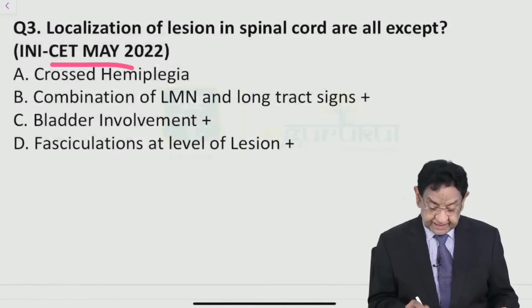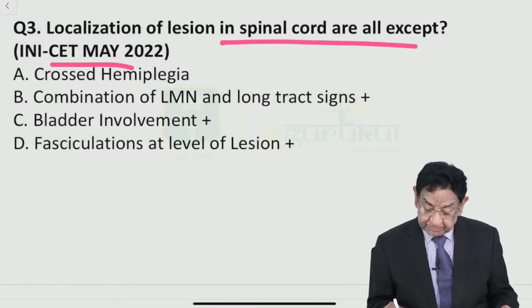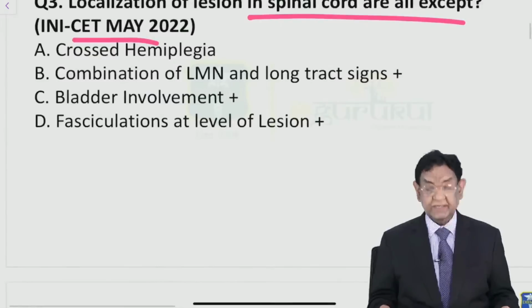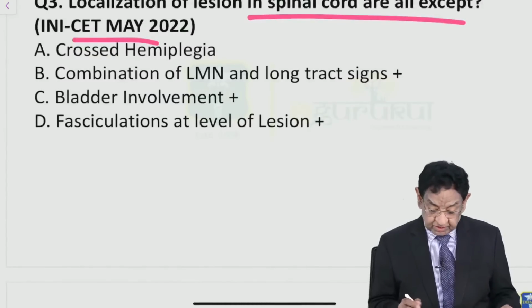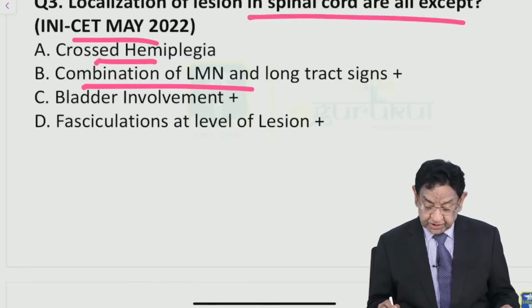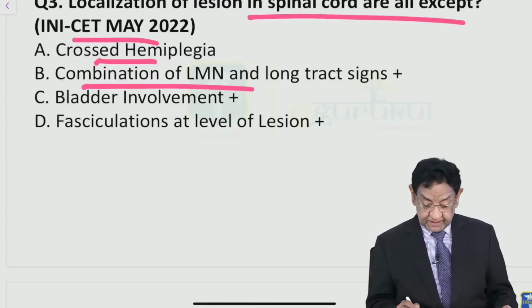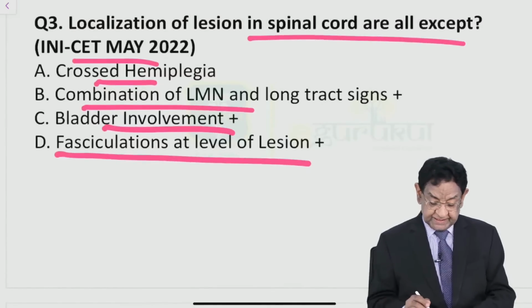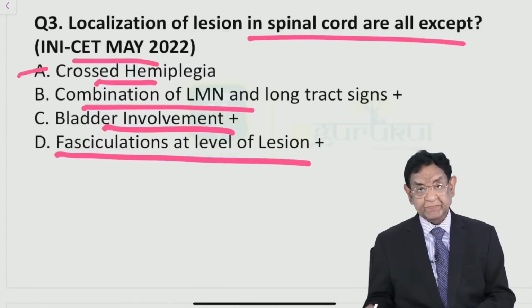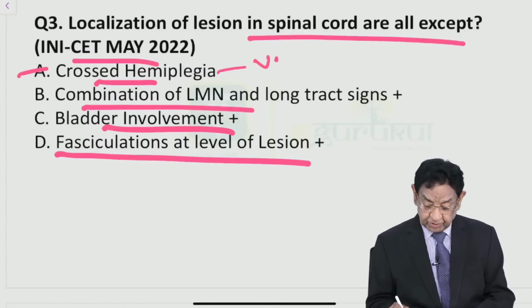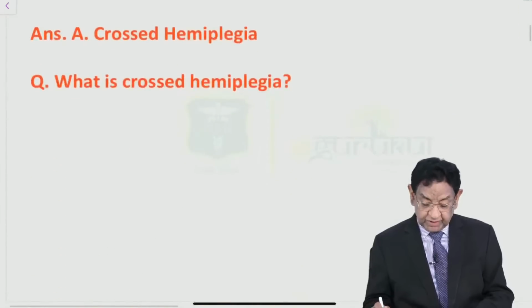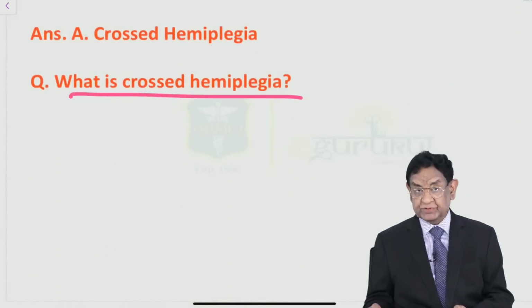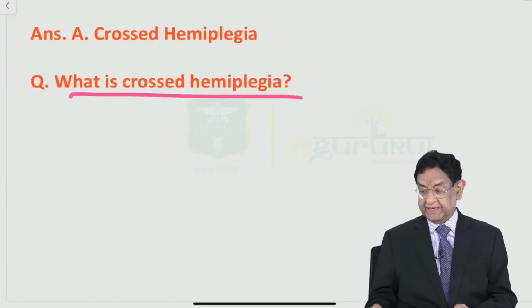Question 3, again in INI: localization of lesion in spinal cord are all except. Well, the options are crossed hemiplegia, combination of lower motor and long track sign, bladder involvement, and fasciculation at the level of lesion. Beautiful question, spinal cord question. The right answer is crossed hemiplegia. But again, it's a VIP topic. What is crossed hemiplegia? I give you 30 seconds, write down the answer in your copy. What do you mean by crossed hemiplegia?